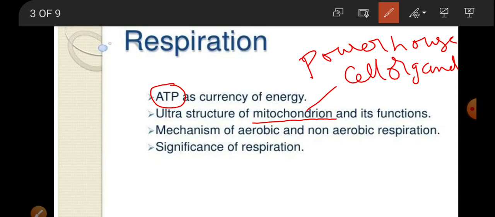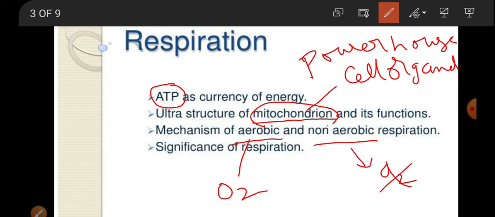Okay, in the same manner, mitochondria is a cell organelle in the cell where the energy production takes place. Sometimes that respiration may be aerobic, that is, it occurs in the presence of oxygen. Sometimes it is non-aerobic or anaerobic, meaning respiration occurs without the presence of oxygen. The main significance of respiration is energy production.